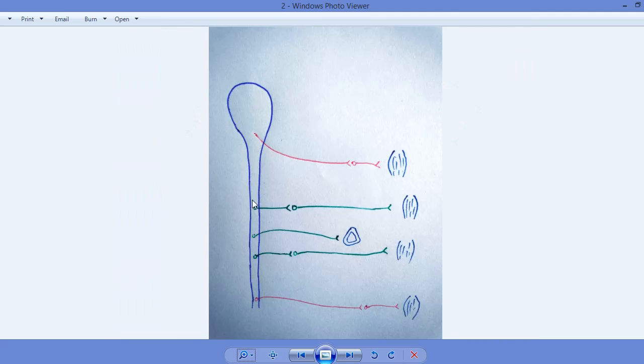While this part of the peripheral nervous system, the autonomic nervous system, controls all the functions which are not according to our will. For example, the digestion which takes place inside our intestine or in the alimentary canal, or the metabolism which takes place inside the liver, and any other function which is not according to our will, that is controlled by the autonomic nervous system.